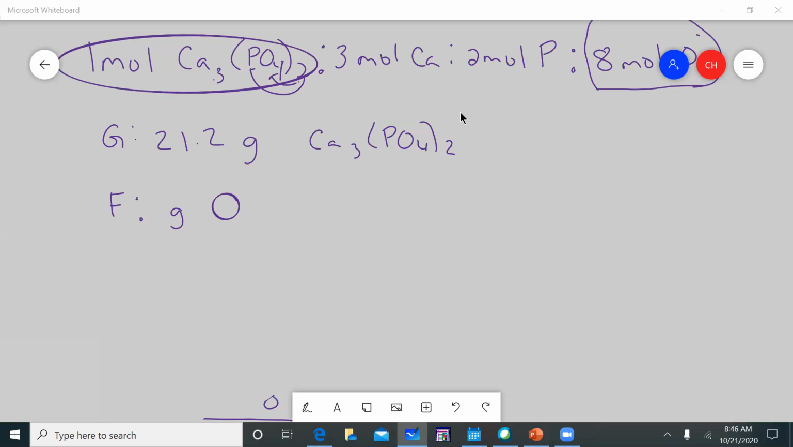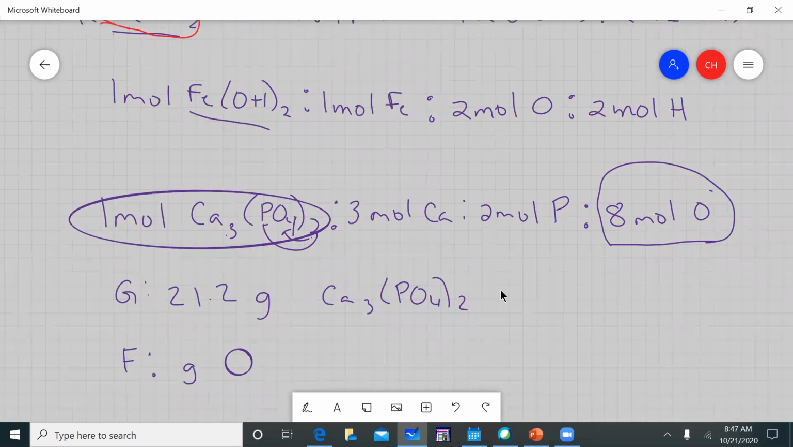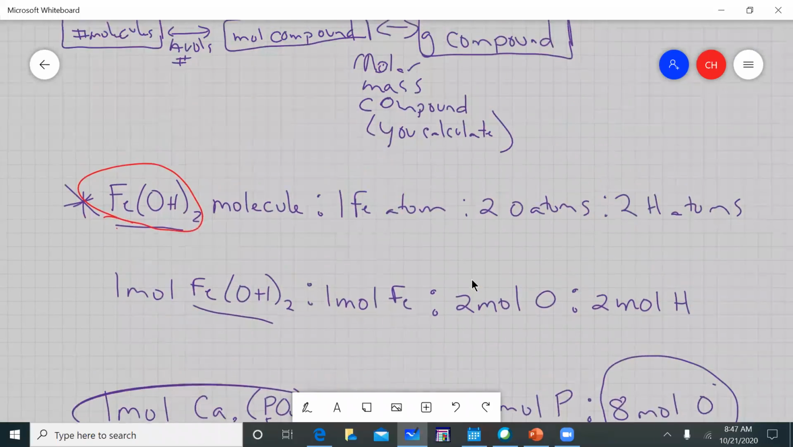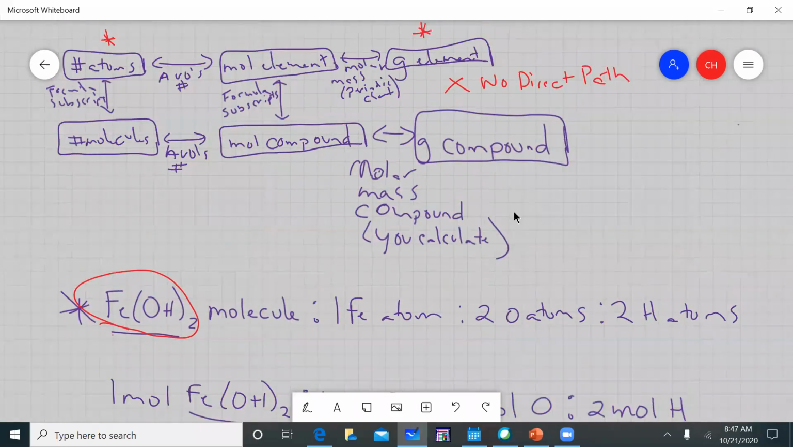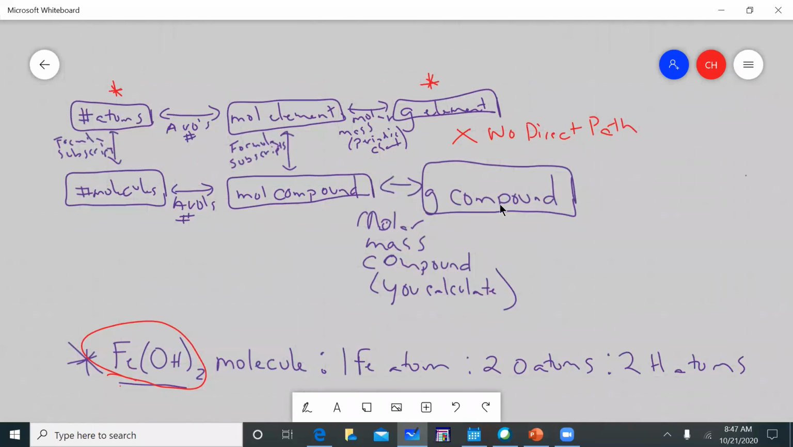All right, so in this problem, I'm gonna move back up here. So we are all good with this flow chart. So we're starting with grams of the compound, the calcium phosphate, and I wanna know how many grams of oxygen that is. So we have to go from grams of compound into moles of compound, from moles of compound into moles of element, and then from moles of element into grams of element. Hopefully you can see how this is sort of all getting stitched together.